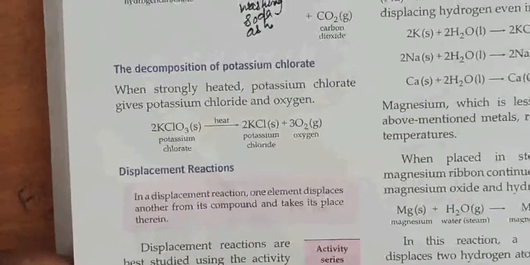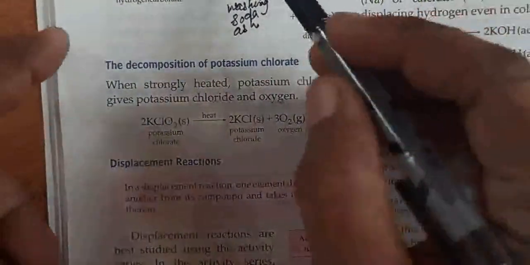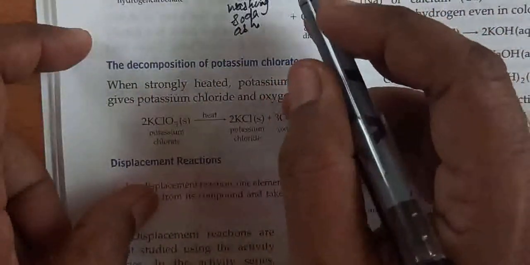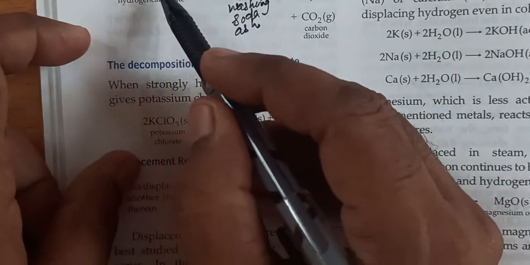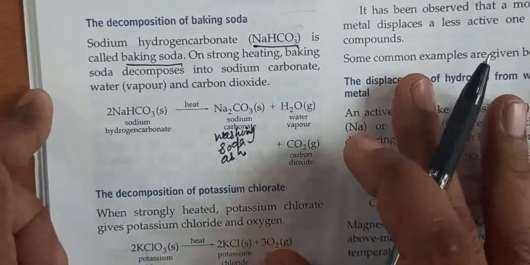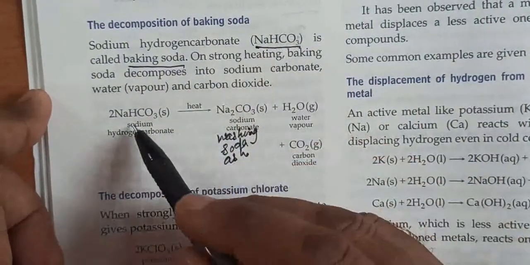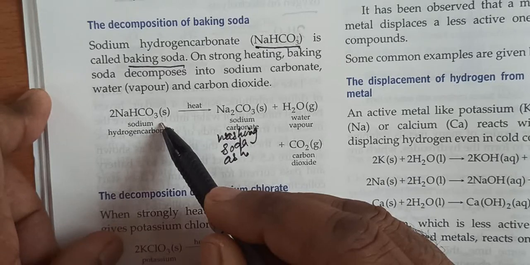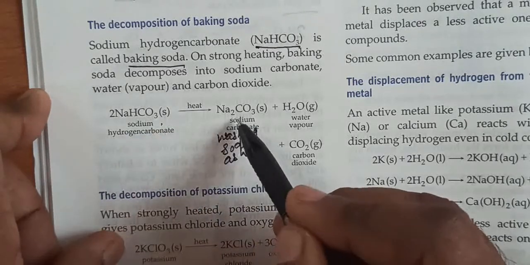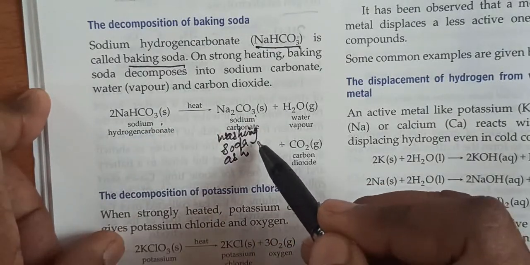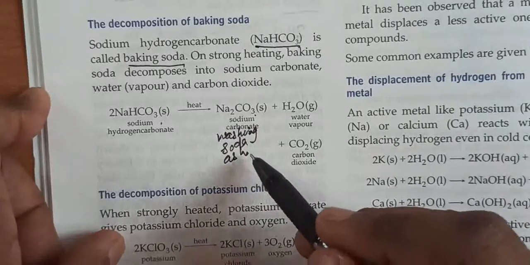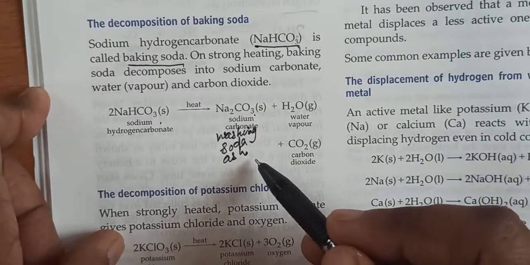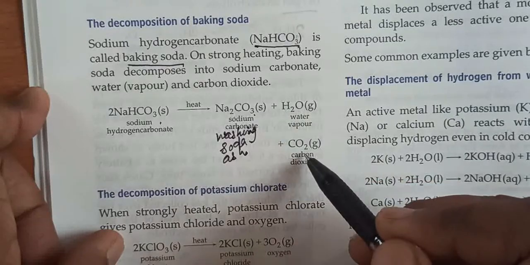Now come to decomposition of sodium bicarbonate, that is baking soda, mitha soda we call it. This is sodium bicarbonate, mitha soda, right? When you heat it, it breaks to form sodium carbonate. This sodium carbonate is also called washing soda, right? Earlier it was used for washing purposes, or we call it soda ash also sometimes. And water is formed and carbon dioxide is formed.